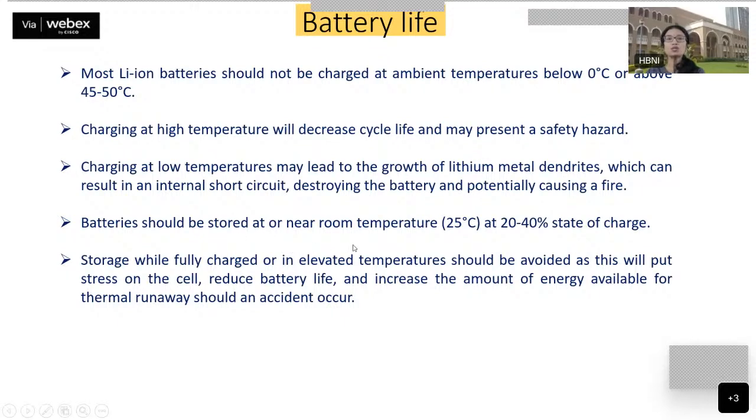Batteries should ideally be stored at room temperature and at 20 to 40% state of charge. You generally don't want to store a battery while fully charged or at elevated temperatures, because this puts a lot of stress on the cell. When it's fully charged, as you know, all your lithium is extracted from the cathode and put in the anode, that is the graphite. So the structure is not very stable in that state. You increase the amount of energy available for thermal runaway should there be an accident. So it is better to not store batteries at full charge.